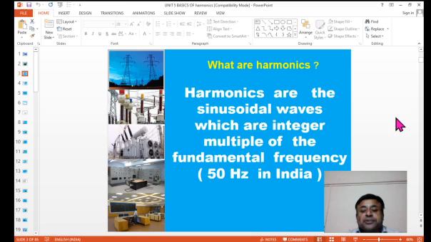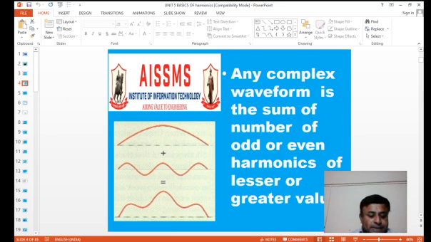So harmonic waves are sinusoidal waves which are integer multiples of the fundamental frequency. The fundamental frequency is 50 Hz in India. It is 60 Hz in other countries like the US. So therefore, n into fundamental will give rise to harmonics. Like 1 into f is the fundamental and so on. We'll see it later in coming slides. So in this way we can define harmonics as an integer multiple of the fundamental frequency.